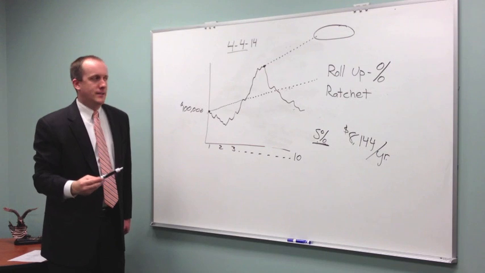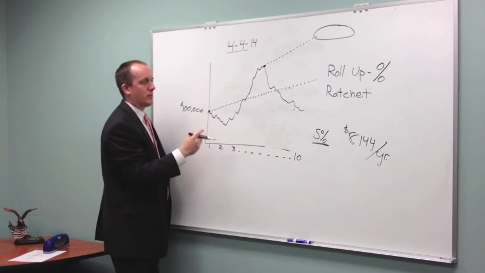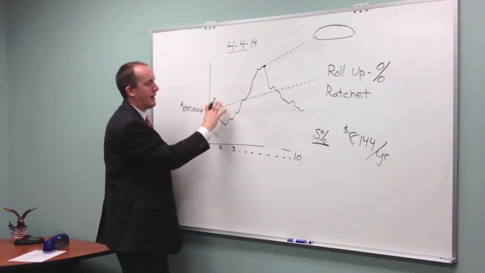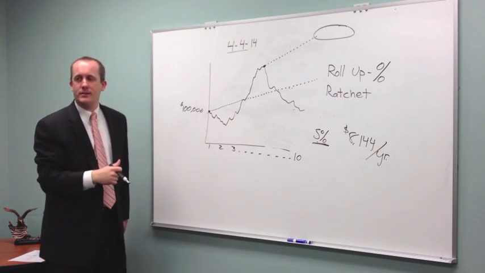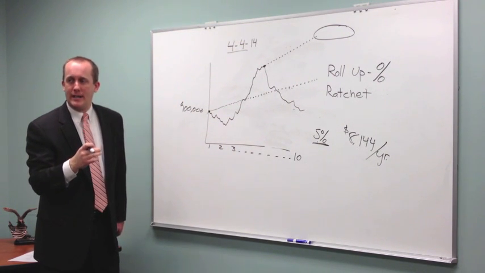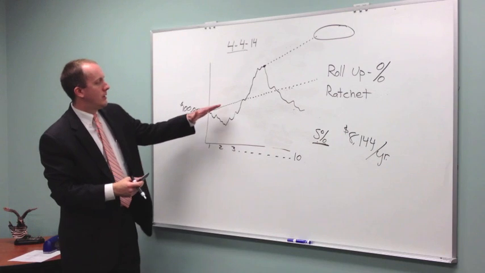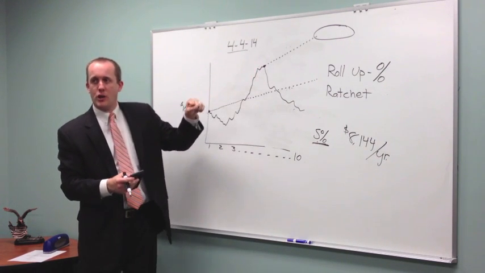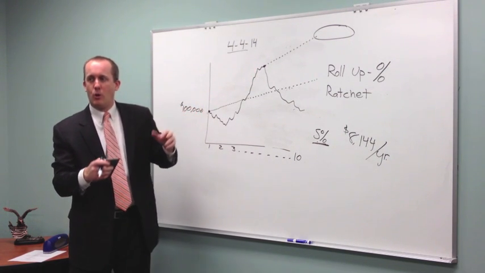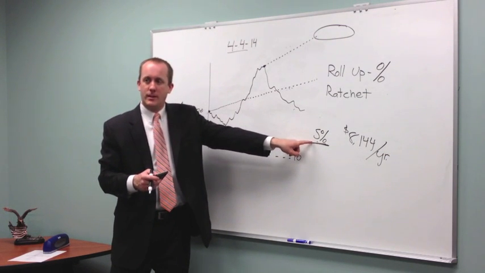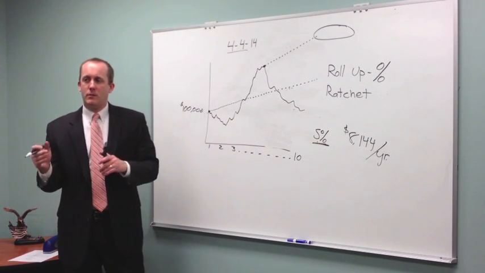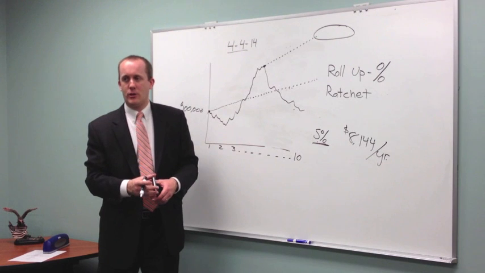Now, keep in mind that the more riders, the more enhancements that are added to a product, the higher the internal cost. There are extra layers of insurance when you start talking about ratchets and roll-ups and how much income can be taken. You have to weigh the cost of the product with the benefit the clients are going to get.